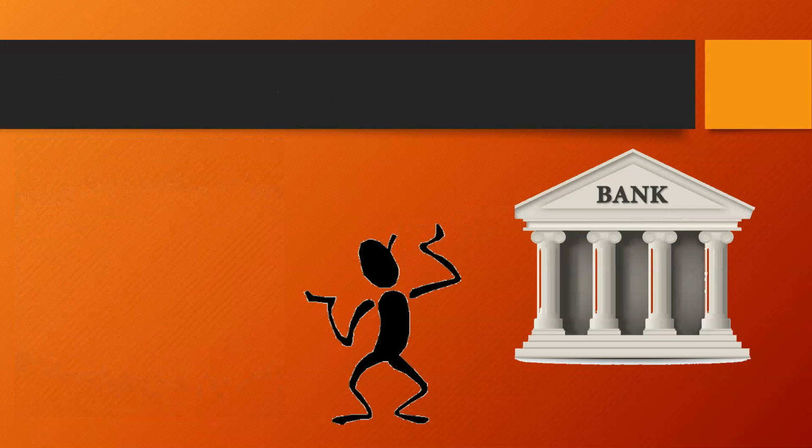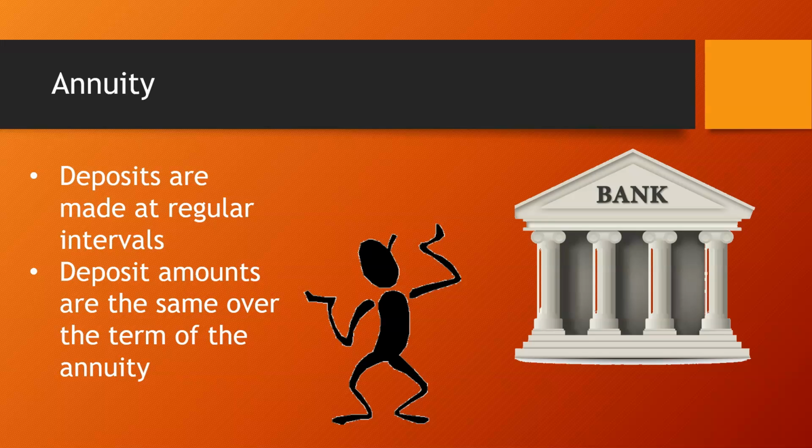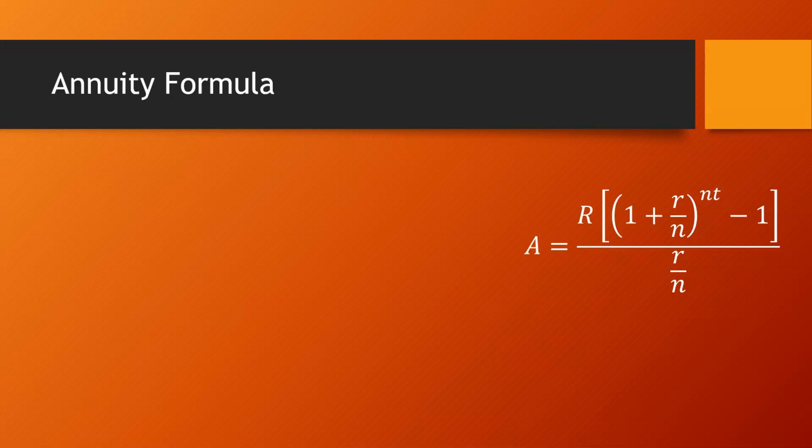If only there were a way to save money that way. Well, as it turns out, there is a way to do it. It's something called an annuity. With annuities, the deposits into the annuity are made at regular intervals. So in our example, that was once a month. And the deposits are the same amount of money over the term of the annuity. So for as long as we're going to be saving money, we will put the same amount of money into the account regularly.